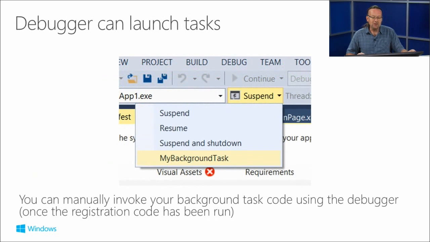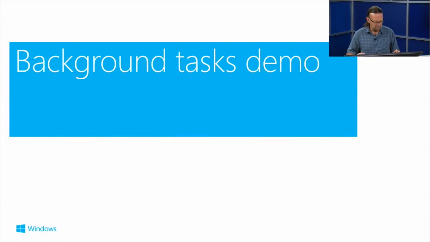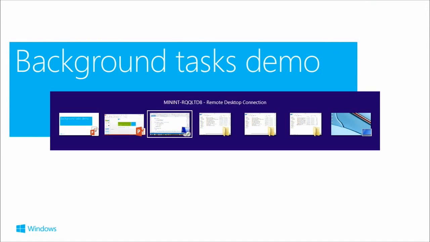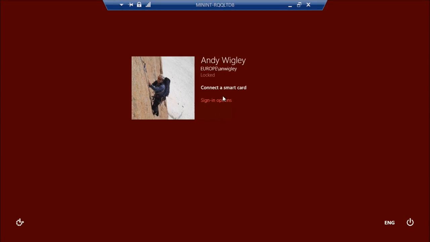The debugger can launch background tasks. So once you've actually got a project like this, you'll find a new thing on the app lifecycle menu there. Under suspend, resume, and suspend and shutdown, you'll see the name of your background task, so you can manually invoke it. All right, let's go and have a look at a quick demo of this.